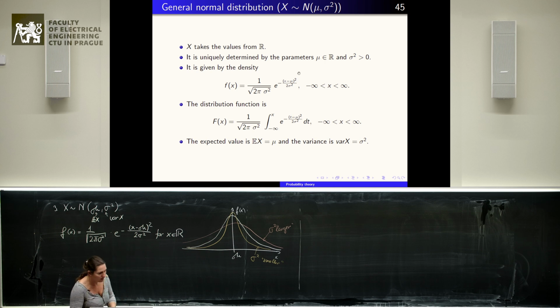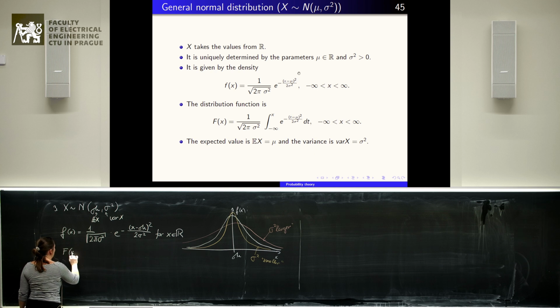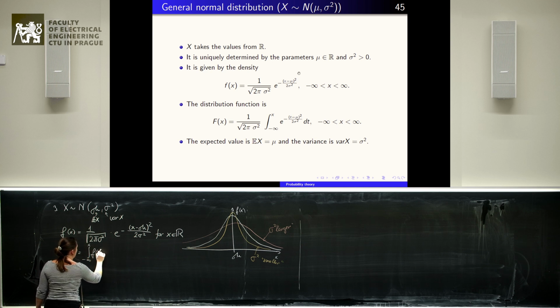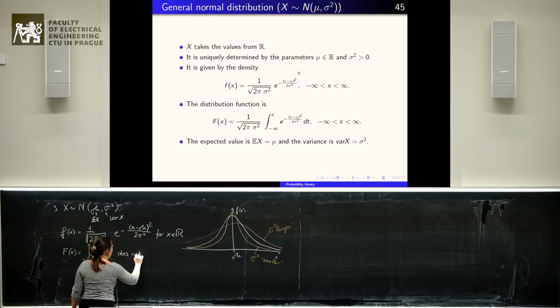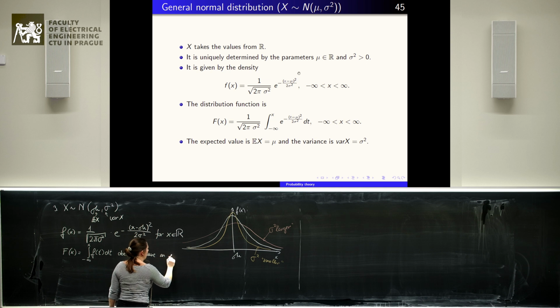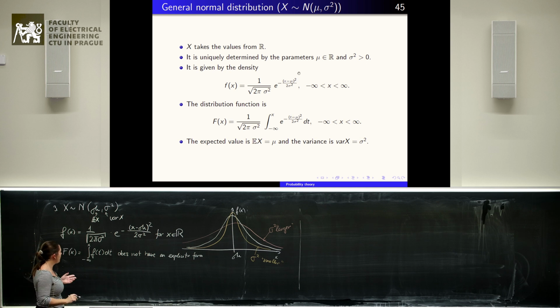And how can we work with this random number? It has the distribution function, of course. But the distribution function doesn't have an explicit form. And so what does it mean? It means that we don't have an analytic formula for this distribution function. The distribution function is in the form of an integral, and the integral cannot be calculated normally. So what does it mean?